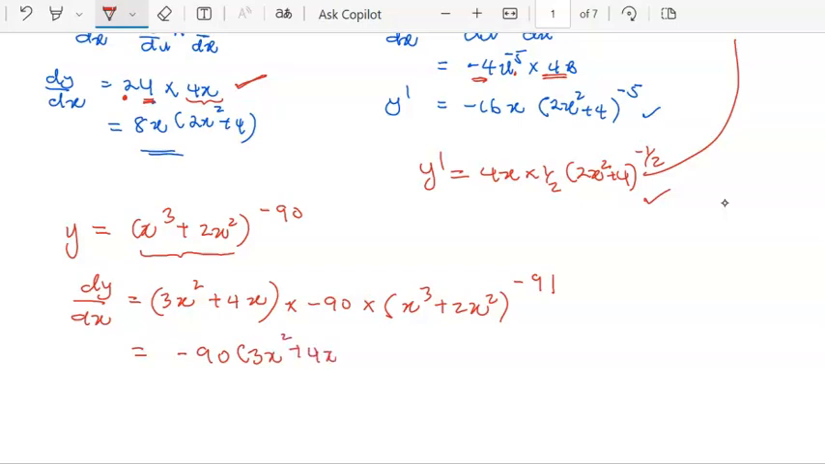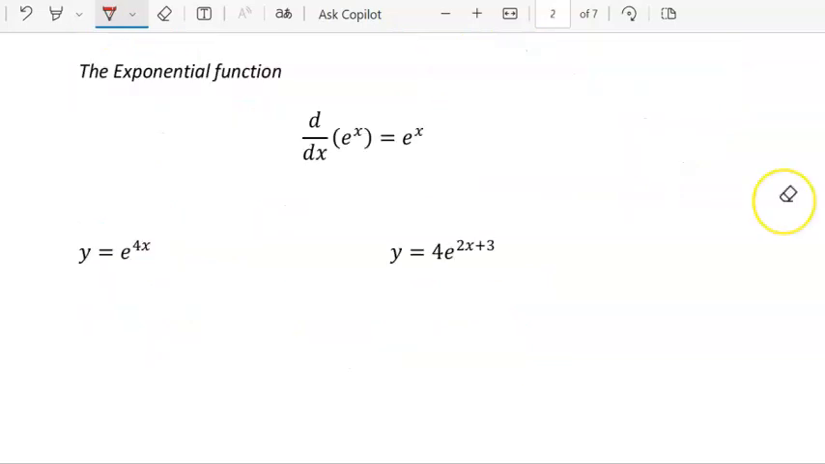Plus 4x into (x cubed plus 2x squared) to the power of negative what? Negative 90. That's the chain rule. Now you can do it mentally. Next one, we go to exponential. The next derivative is the derivative of the exponential function.